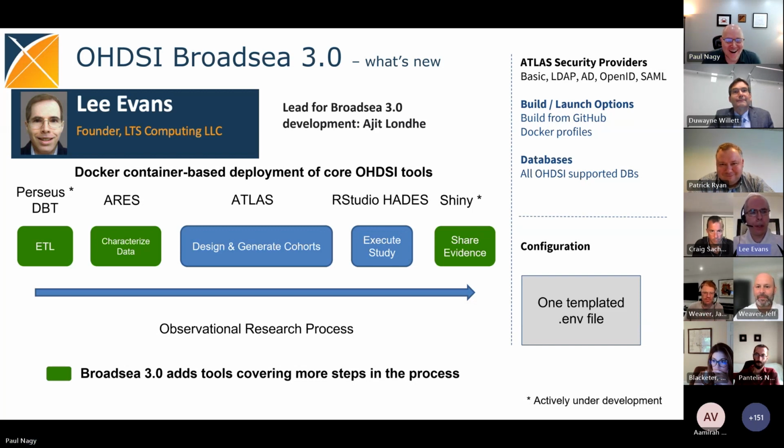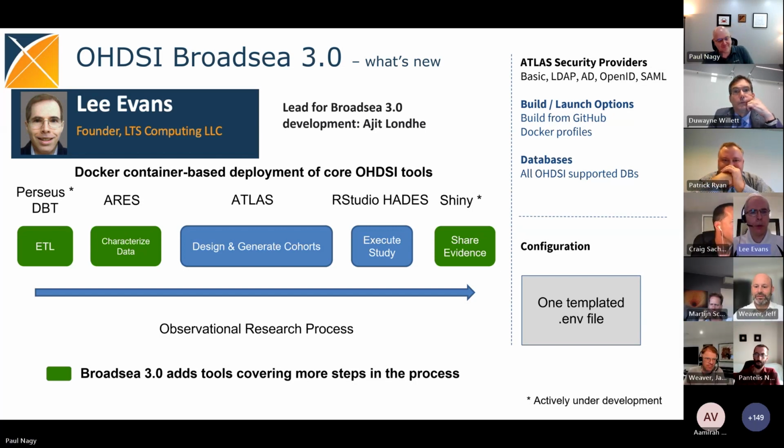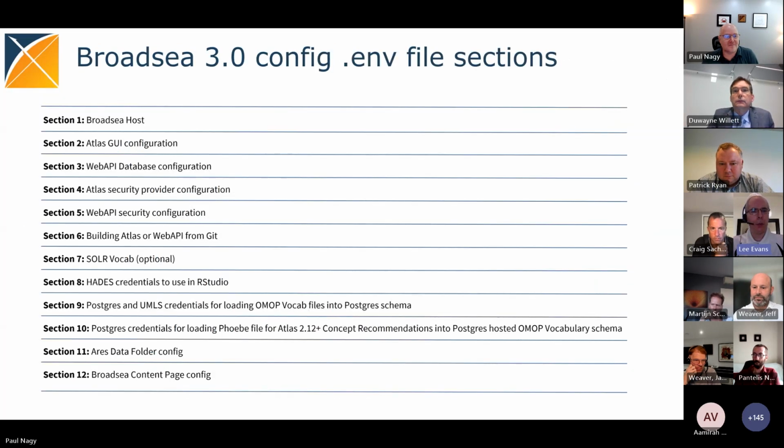Yeah, I think if we just start on this slide and the last slide. What I wanted to show here is that with CureID, we're able to align Broadsea to some of the CureID goals. So we have ETL supported in 2 ways with Perseus and DBT. And incidentally, we're also extending out to sharing evidence as well. So Broadsea is just the fastest way to get Atlas installed, I would say. So if we skip to the last slide that I had, I think that would be useful.